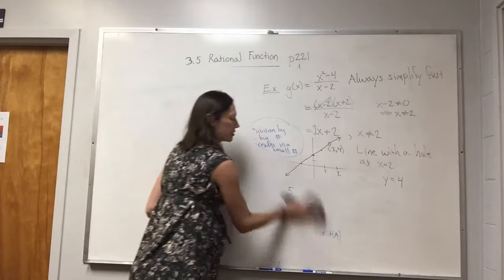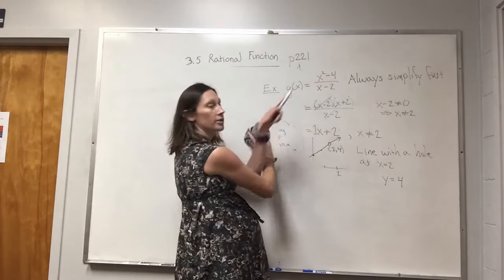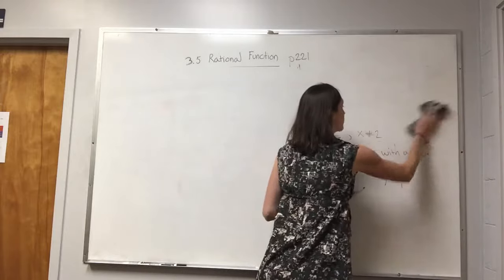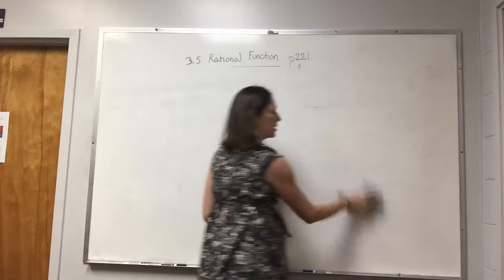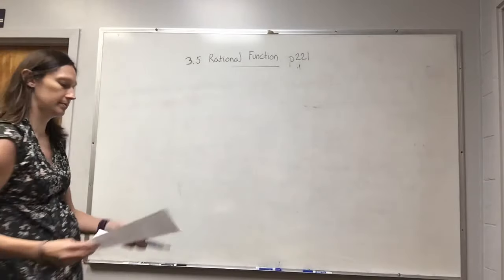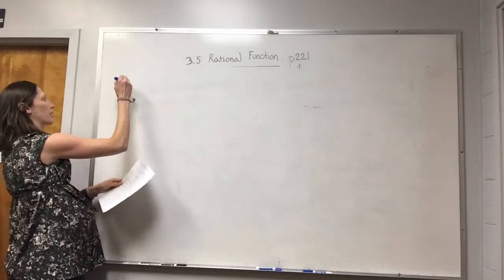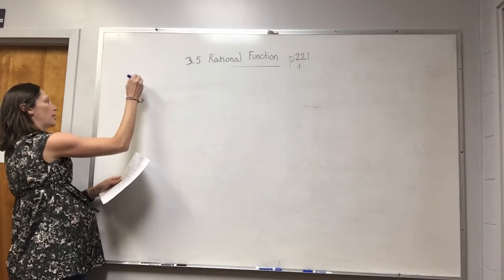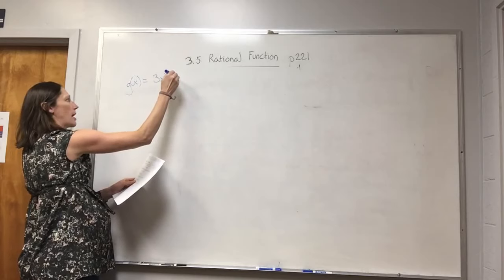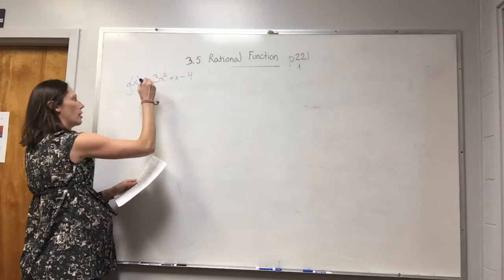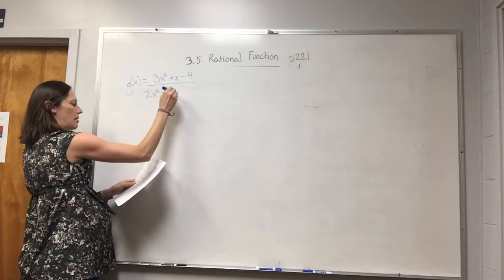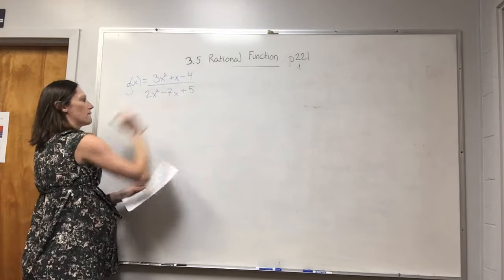So we're going to take all the parts that we've talked about, the wholes, the simplifying, the asymptotes. We're also going to take ideas from previous topics, intercepts, and build a graph. All right, so what are we graphing? All right, so here's my function that I want to sketch. 3x squared plus x minus 4 over 2x squared minus 7x plus 5.